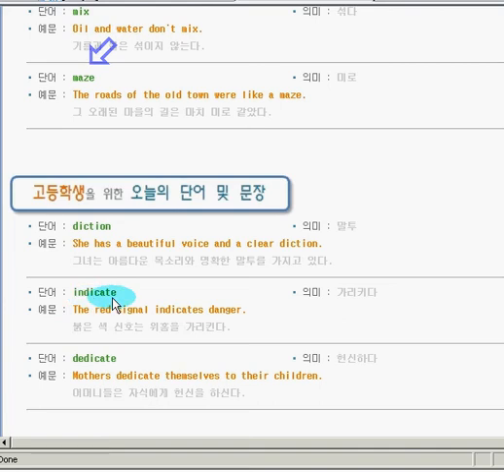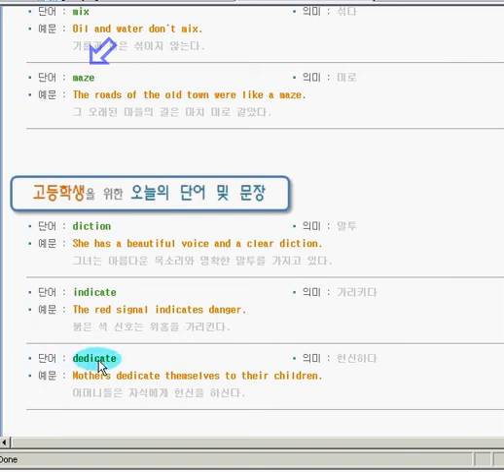Indicate. Indicate means to serve as a sign. So, we can have a sentence like this. The red signal indicates danger. One more time. The red signal indicates danger.